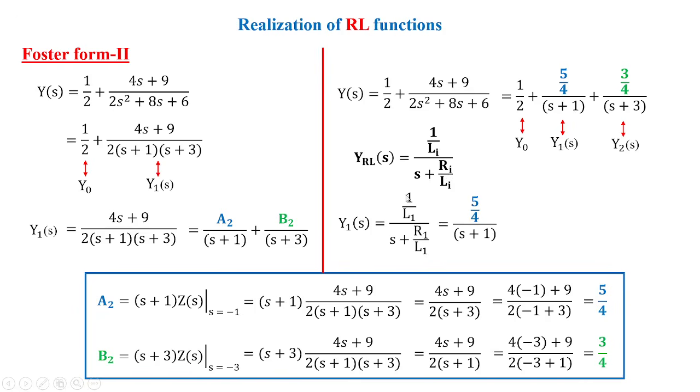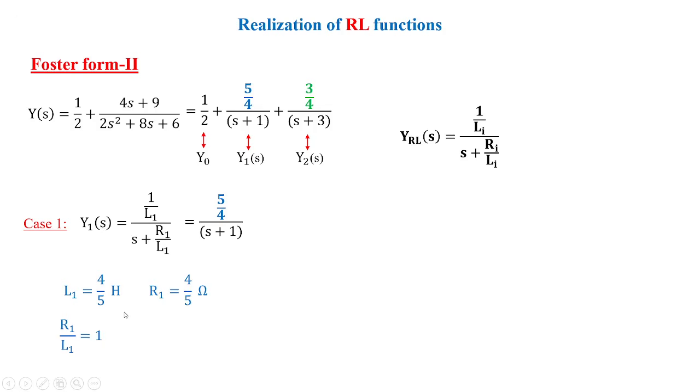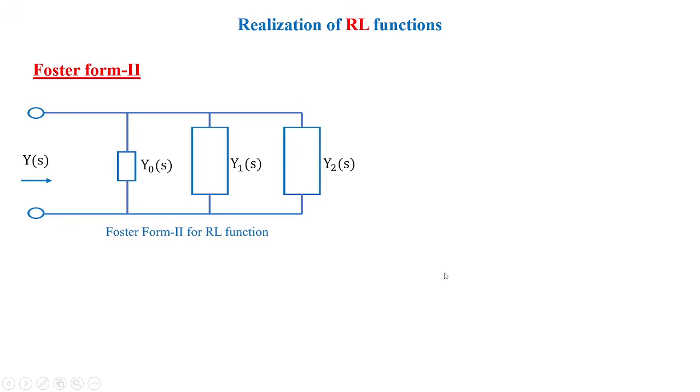Now for Y1(s), we are just taking this 5 by 4 by s plus 1 and we are equating it with the standard form of Y1(s) as 1 by L1 divided by s plus R1 by L1. So with this we are going to get the value of R1 and L1, which is nothing but 4 by 5 Henry and 4 by 5 ohms. And in case 2, we are taking this Y2(s) and matching it with 3 by 4 divided by s plus 3. Now with this we are going to get the value of R2 and L2, and once we obtain L1, R1, L2 and R2, we are going to go with the Foster form 2 representation.